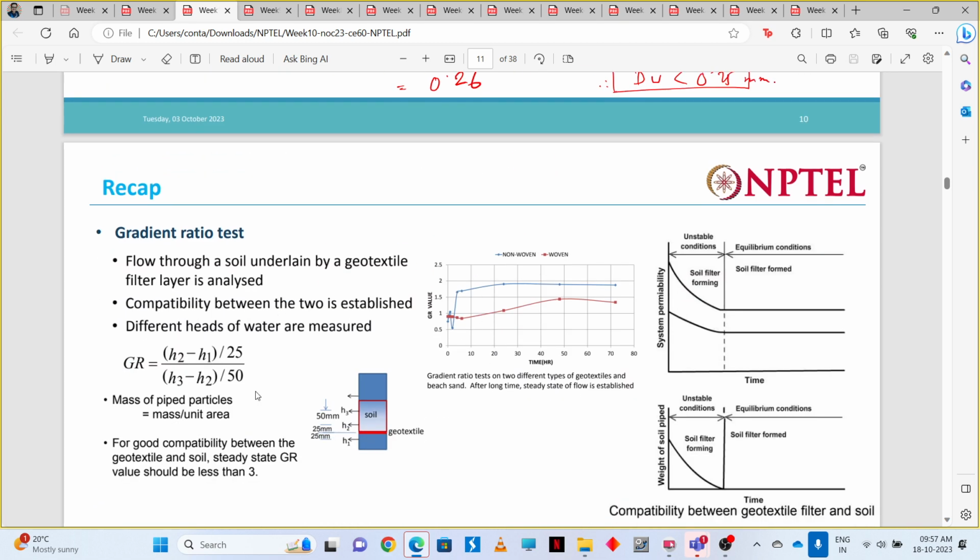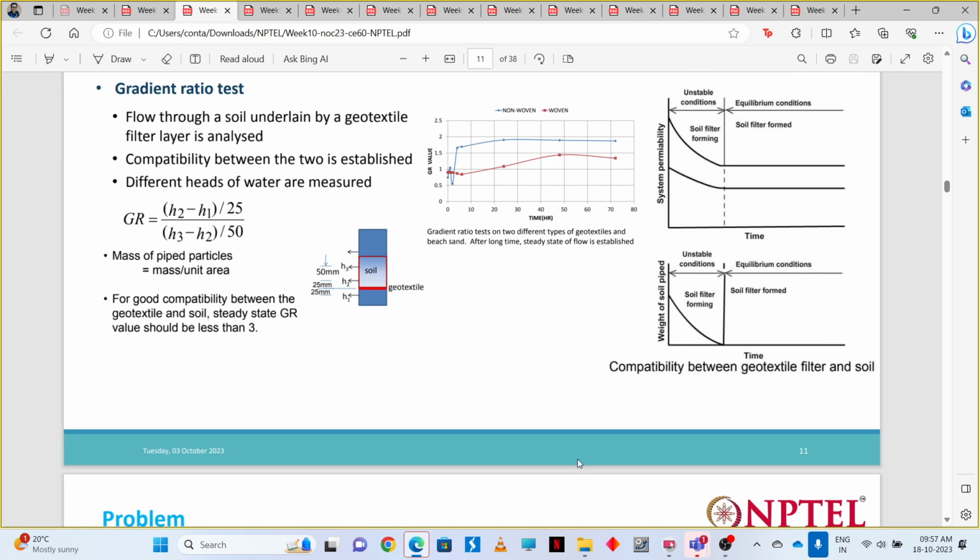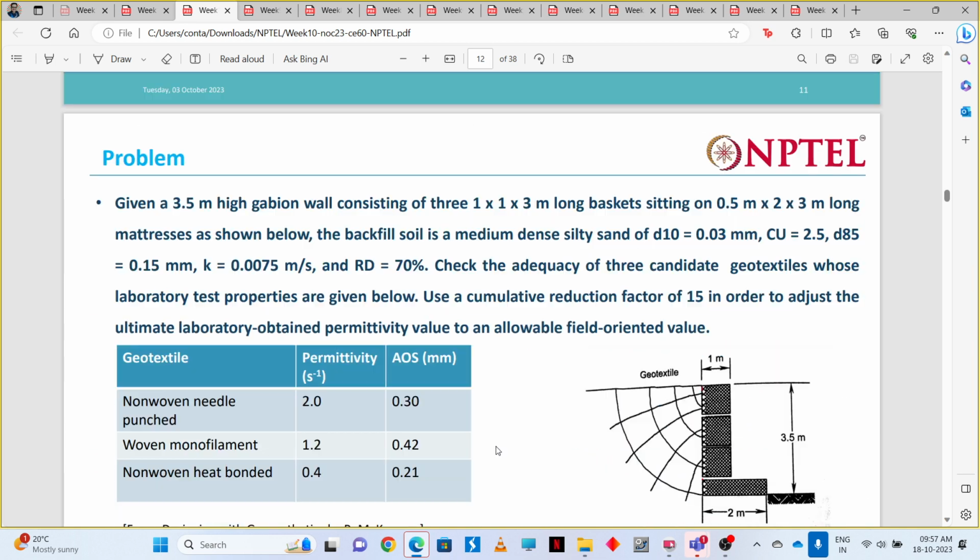Then there is a test called the gradient ratio test. This test is done to establish the compatibility between a geotextile and the soil, whether that geotextile can be used with that particular soil to act as a filter. To establish that compatibility, we do this gradient ratio test. Then we solved some easy problems regarding this.